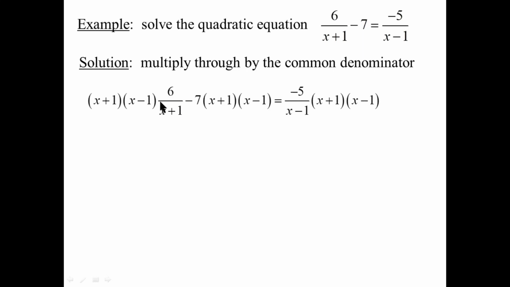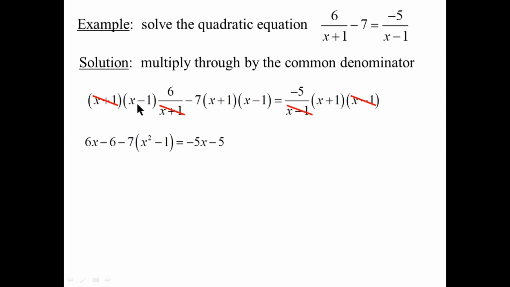x plus 1 times x minus 1 times the first term, minus 7 times x plus 1 times x minus 1, equals this term times x plus 1 times x minus 1. And you do this because, deliberately, we get this canceling happening, and we get this canceling happening. And now we have a much simpler problem to solve.